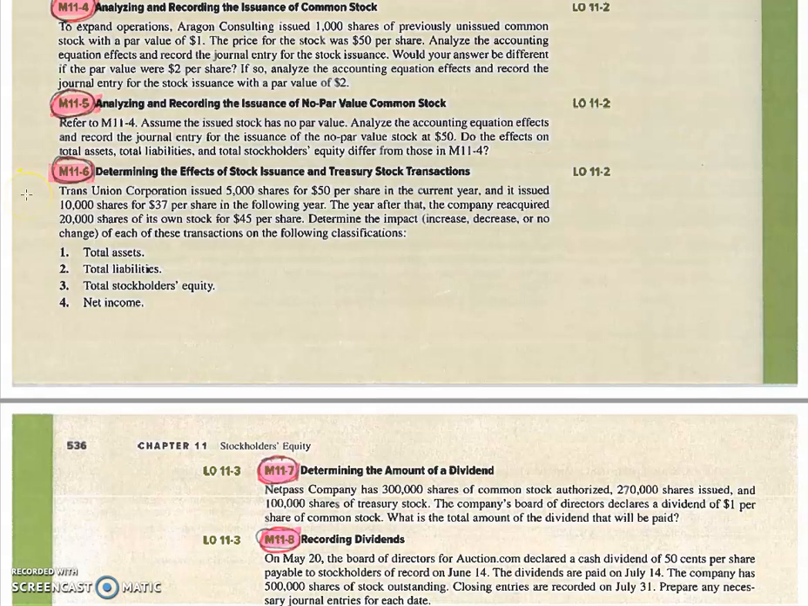So TransUnion Corporation issued 5,000 shares for $50 per share in the current year, and it issued 10,000 shares for $37 per share in the following year. And the year after that, the company reacquired 20,000 shares of its own stock for $45 per share. Determine the impact, increase, decrease, or no change, of each of these transactions on the following. And I explained that in the last video. Let's go look at their answer.